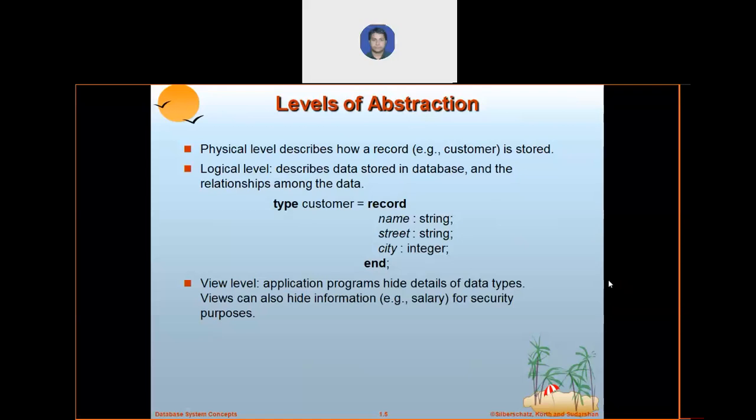The physical level of abstraction describes complex low-level data structures. Suppose we are storing the roll number of a student, name of a student, and age of a student. All these three data have their own data type: roll number has its type, name has its type, age has its type. Means how these data are residing in our database, we abstract this information, and this abstraction of information is called the physical level abstraction.